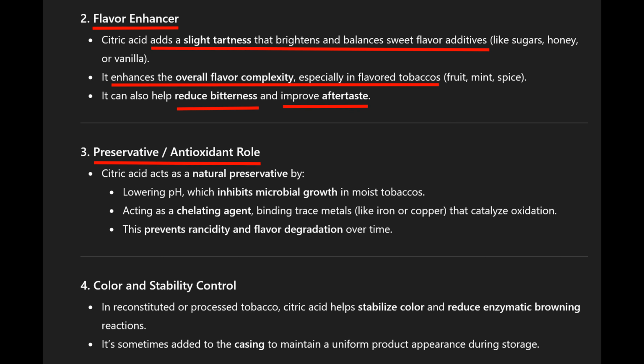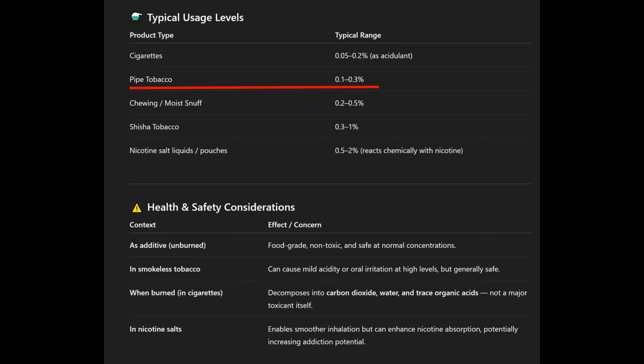Third is a preservative and antioxidant role. Okay, again, this one by lowering pH inhibits microbial growth in moist tobaccos. Color and stability control. Okay, so as we can already see, these additives are quite important in pipe tobacco. But let's get further. Typical usage levels in pipe tobacco.